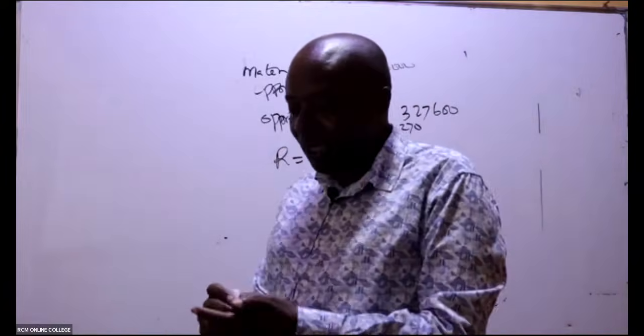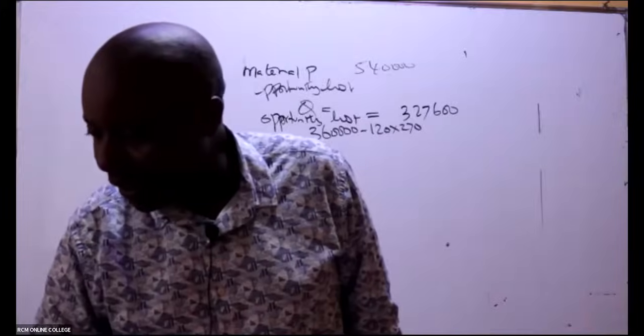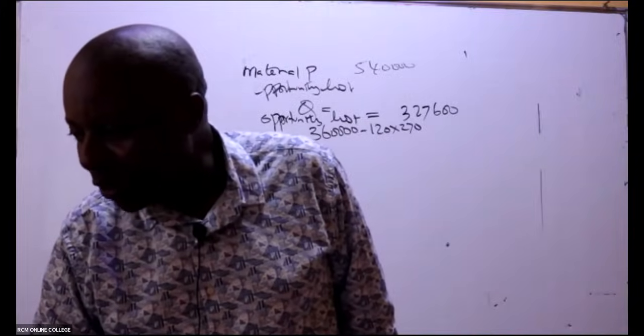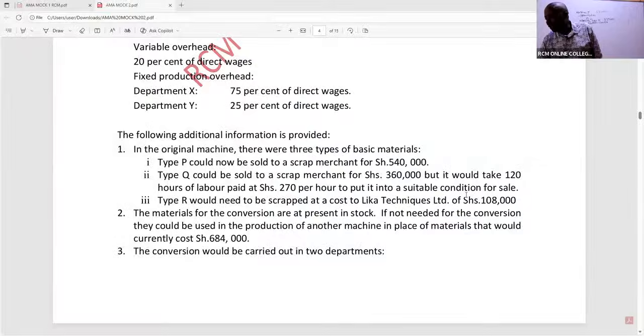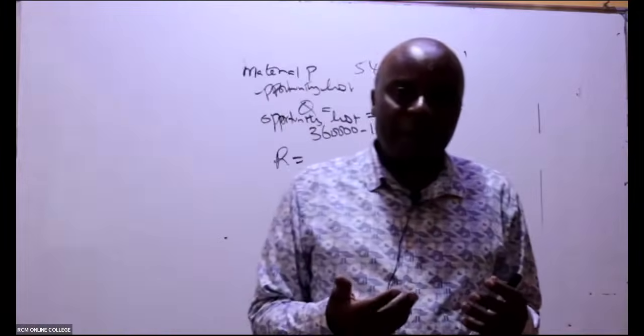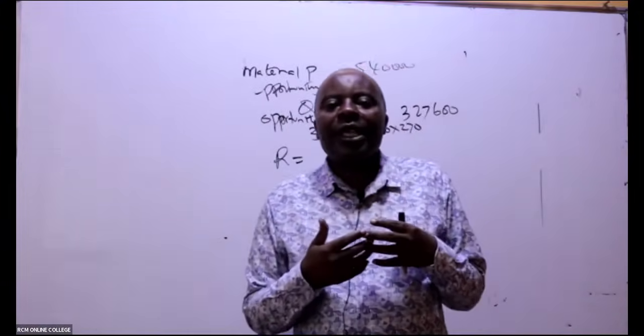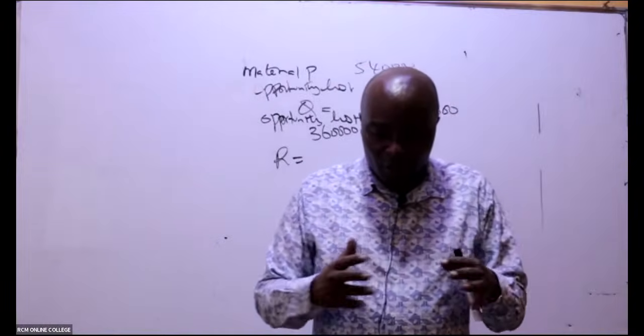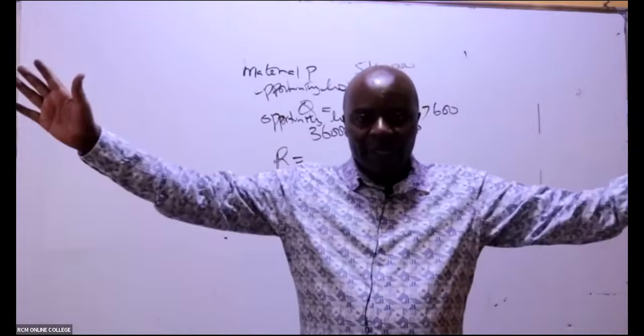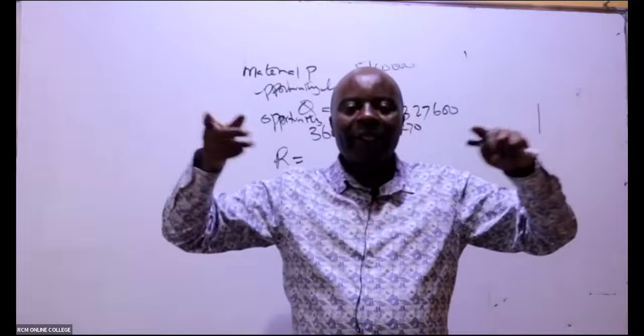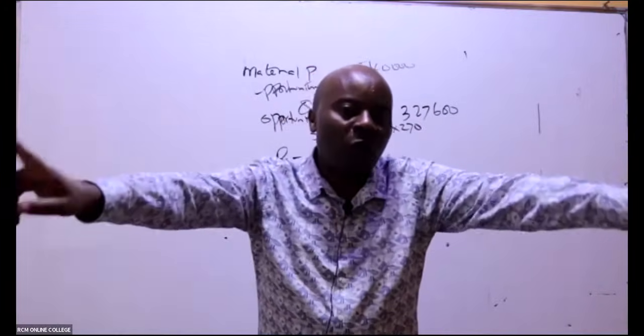So you have to put yourself in the two situations. So for R, what are we told here? For R, it will need to be scrapped at a cost to liquor. That, ladies and gentlemen, in this case here, liquor, we are liquor, remember. If in this case here we go ahead and we don't get any customer called Zimwe or no one else, then I'm going to incur a cost of 108,000.